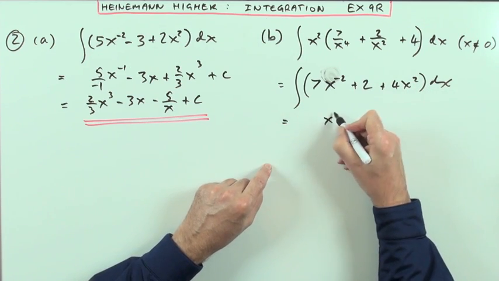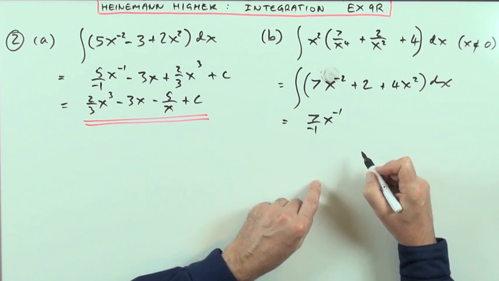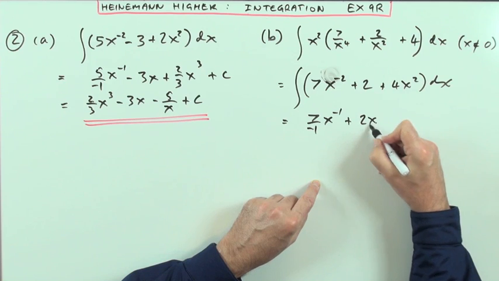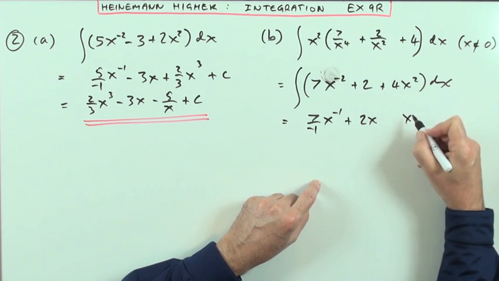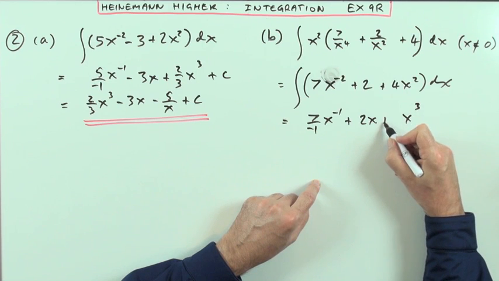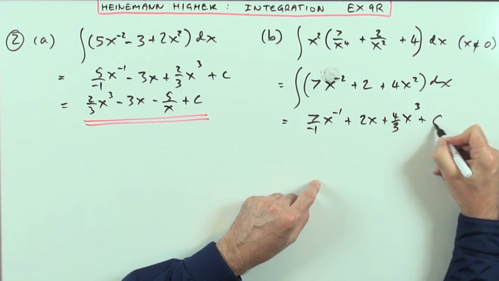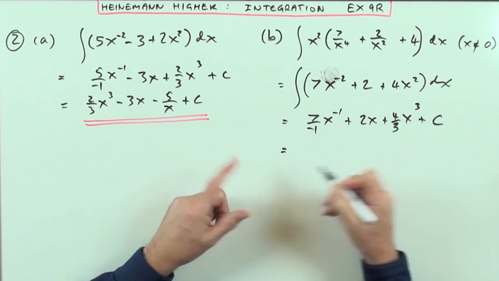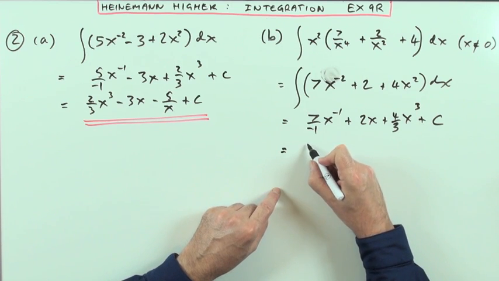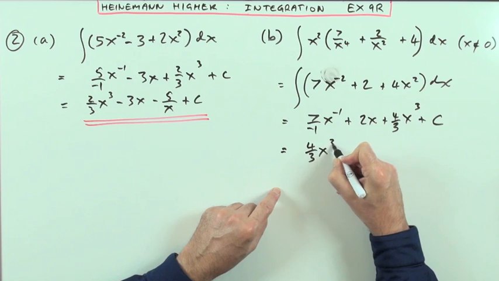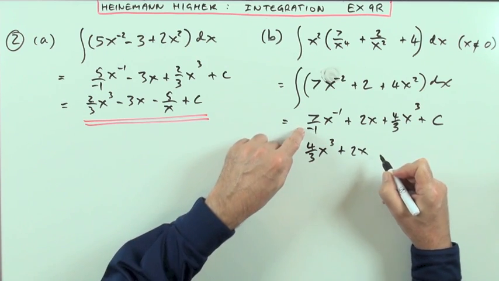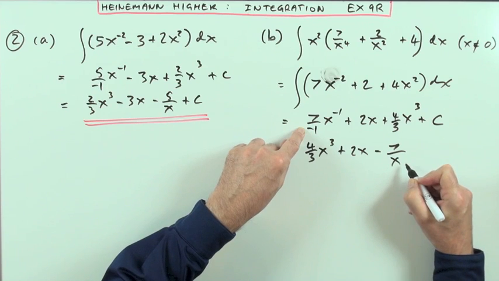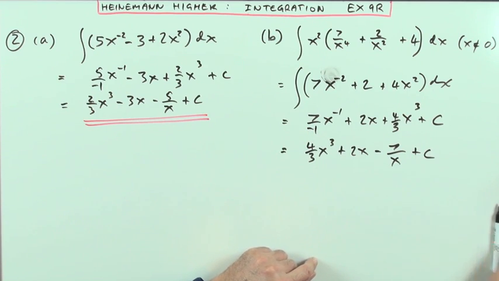So add 1 to the power, back up to -1, divide by that power. 2, back up to a linear term. X squared, add 1 to the power goes up to 3, divide by that 3, and put back that constant that had disappeared without a trace. And the last thing is, I think I'll just put it back in the order of powers. I've got 4 upon 3 x cubed, plus the 2x, minus the 7, and I'll put that x back underneath, plus c for the integral.